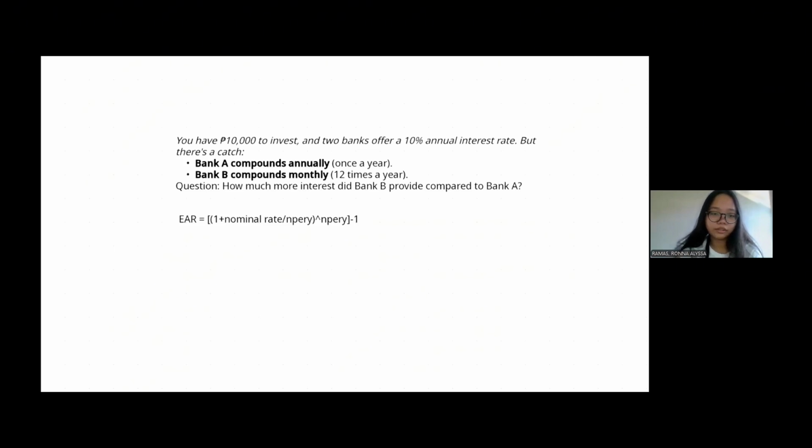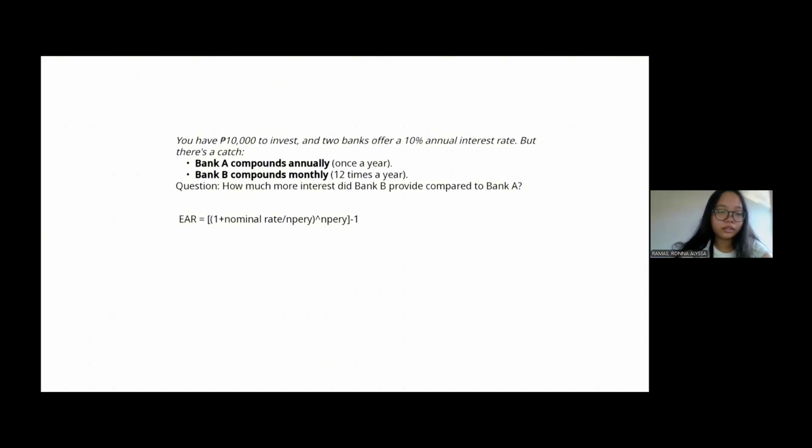To explain further, let us solve a problem. You have 10,000 pesos to invest, and two banks offer a 10% annual interest rate. But there's a catch. Bank A compounds annually or once a year, and Bank B compounds monthly. The question is, how much more interest did Bank B provide compared to Bank A?